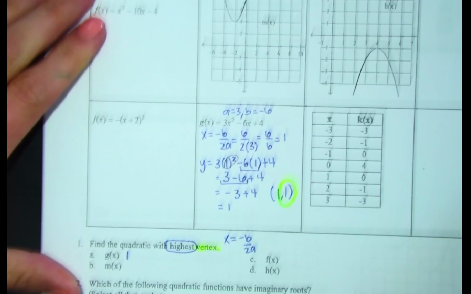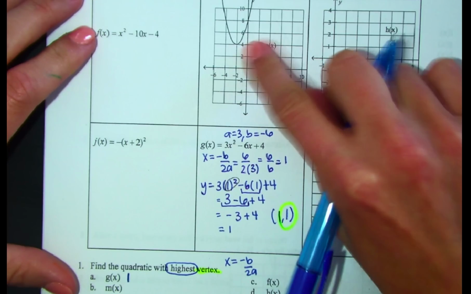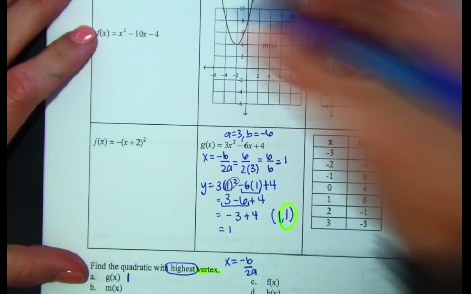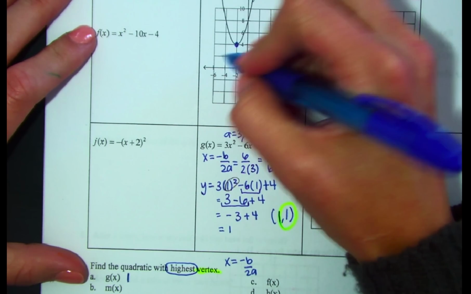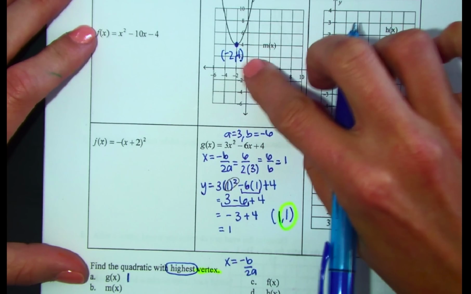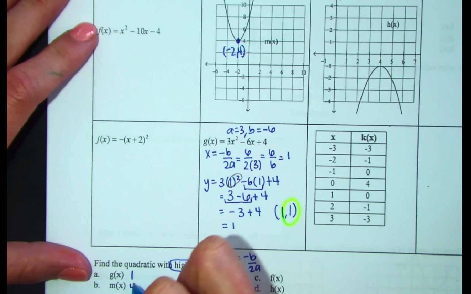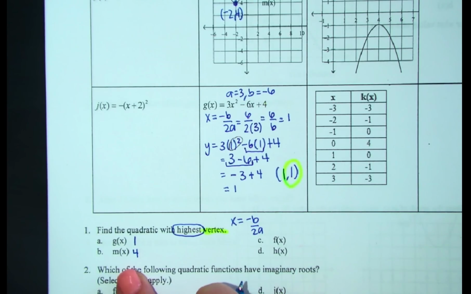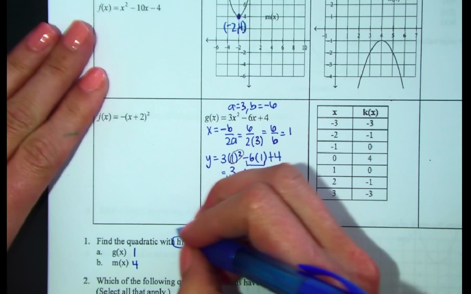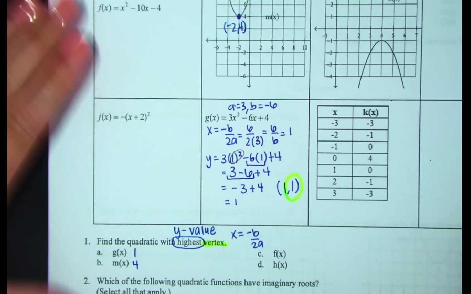Then when we look at m of x, it's the graph. So this one's easier to read. The vertex is here at negative 2, 4, if we correctly read those labels. And that means the value is here at 4. So let me make a note of this. We're looking at the y value and the vertex.